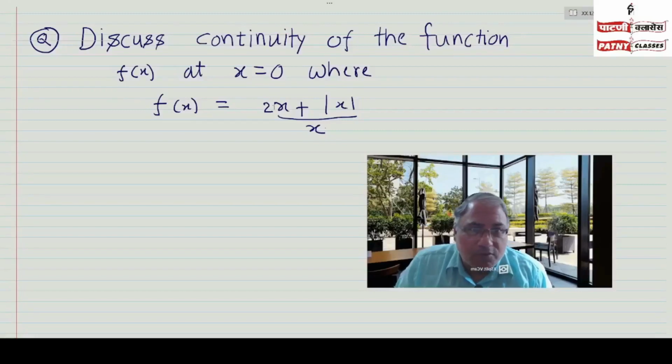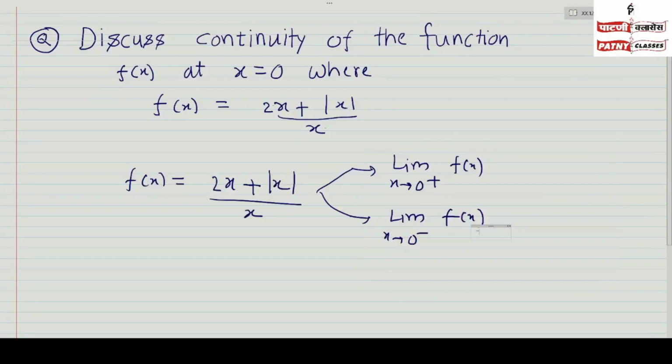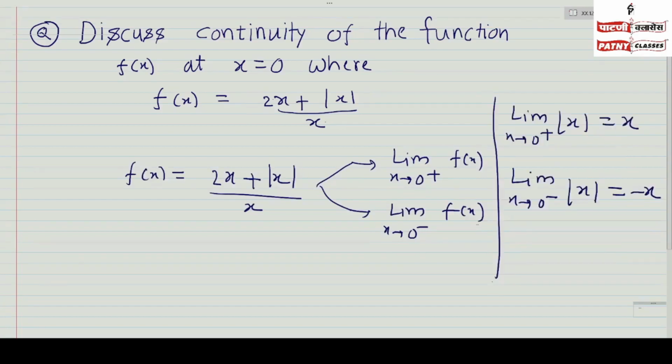Discuss the continuity of the function f of x at x equals 0, where f of x equals 2x plus modulus x upon x. This problem has to be done for left hand limit and right hand limit. For that we have to find the limit as x tends to 0 plus and the limit as x tends to 0 minus. We know that the limit as x tends to 0 plus of modulus x equals plus x, and as x tends to 0 minus, modulus x equals minus x. These two properties I am going to use to solve this given question of continuity.